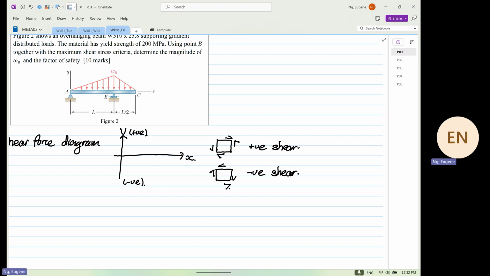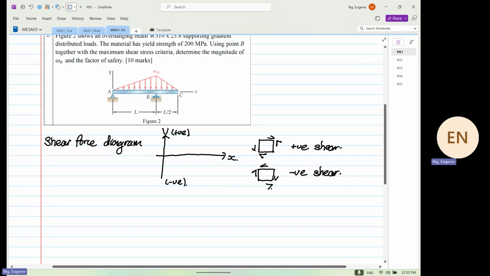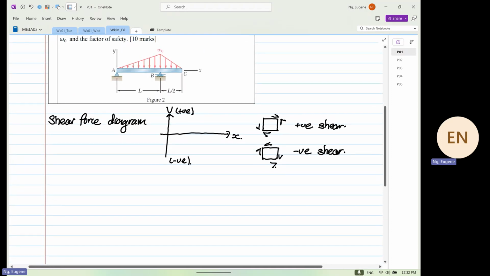Both negative and positive shear are as good or as bad. There's no such thing as positive shear being better than negative. Are we clear? Okay, the next thing we will look at is the bending moment diagram.